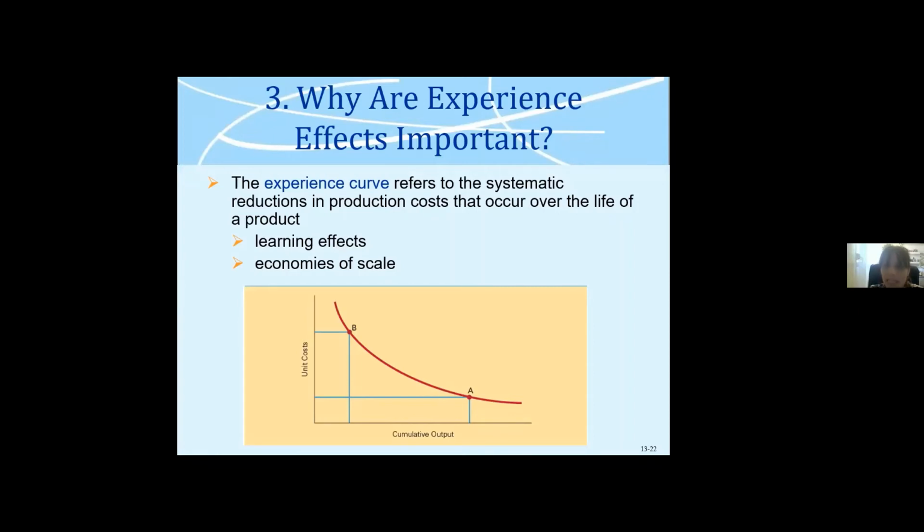In this case, we can say that two things explain this: first of all, learning effects, and second, economies of scale. On one side, we have learning effects, which refer to cost savings that come from learning by doing. And on the other side, we have economies of scale, which refers to the reduction in unit cost achieved by producing a large volume of products. Attaining economies of scale lowers a firm's unit cost and increases its profitability.